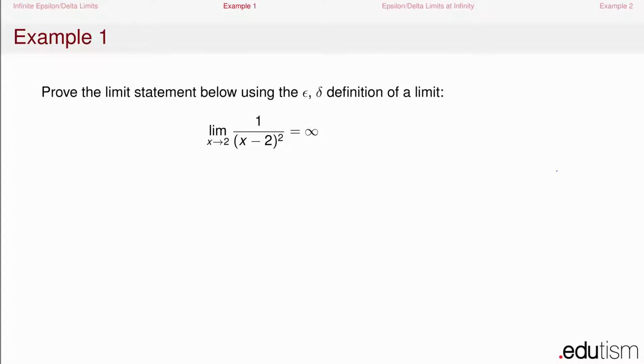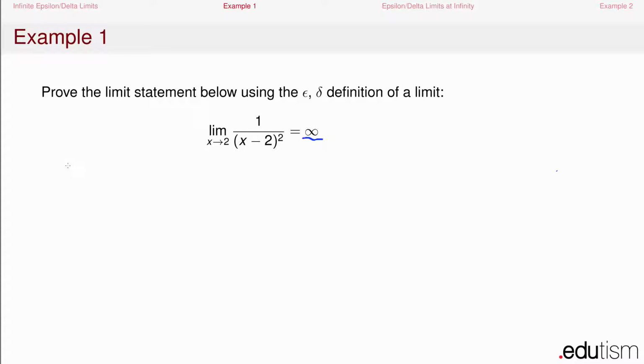Example 1 is an infinite limit statement that we're going to prove using the epsilon-delta definition of a limit. Here we have the limit as x goes to 2 of 1 over (x minus 2) squared is positive infinity. Since we have a limit that goes to positive infinity rather than to some finite number L, rather than wanting our y values to be within epsilon of L, we're going to want our y values to be bigger than some positive number m.